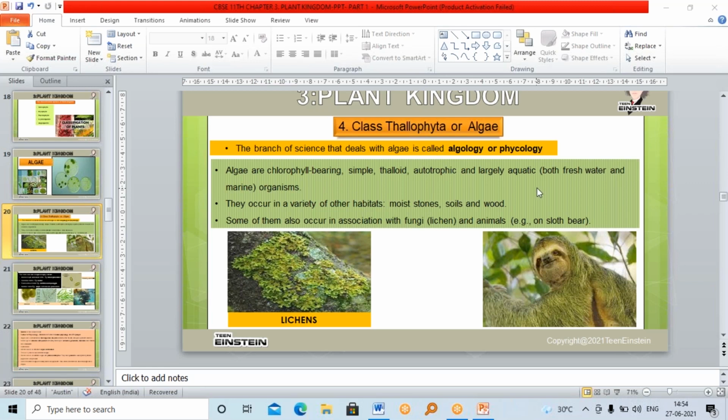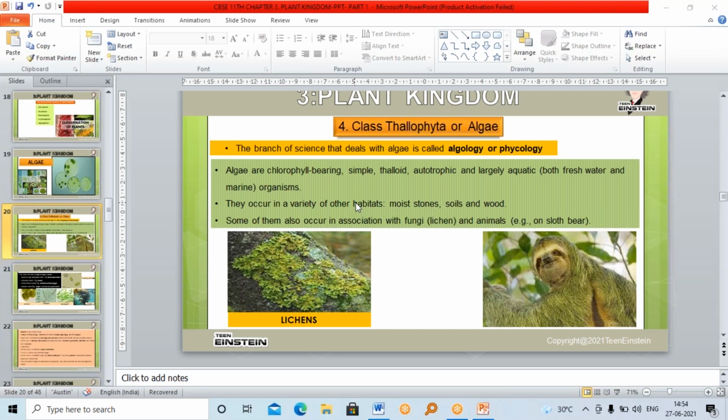Okay. The Thallophyta or algae. The branch of science that deals with the algae is called algology or phycology. MCQ, no doubt. Algology or phycology, the branch of science that deals with algae. Algae are chlorophyll bearing, simple, thalloid, autotrophic and largely aquatic organisms.